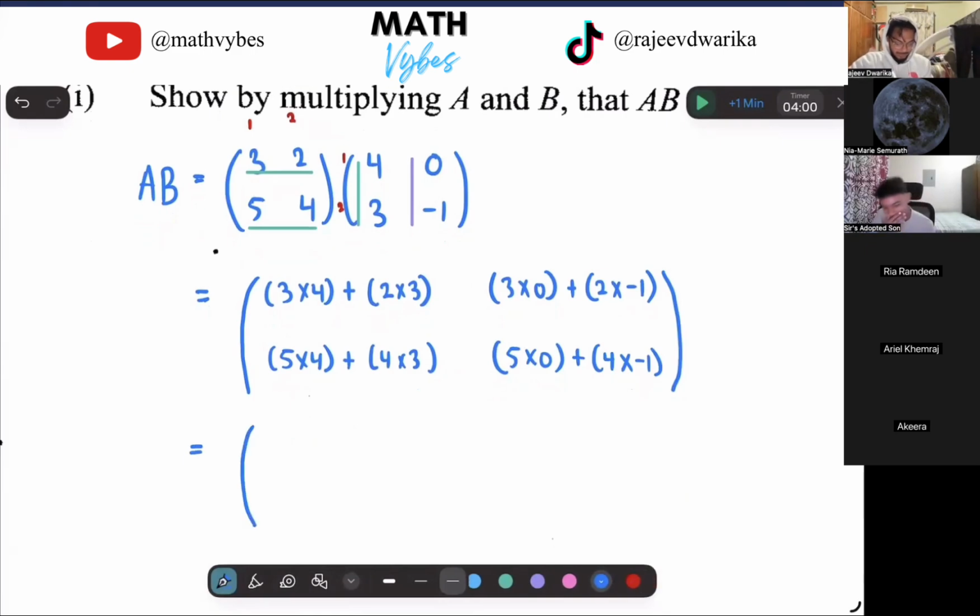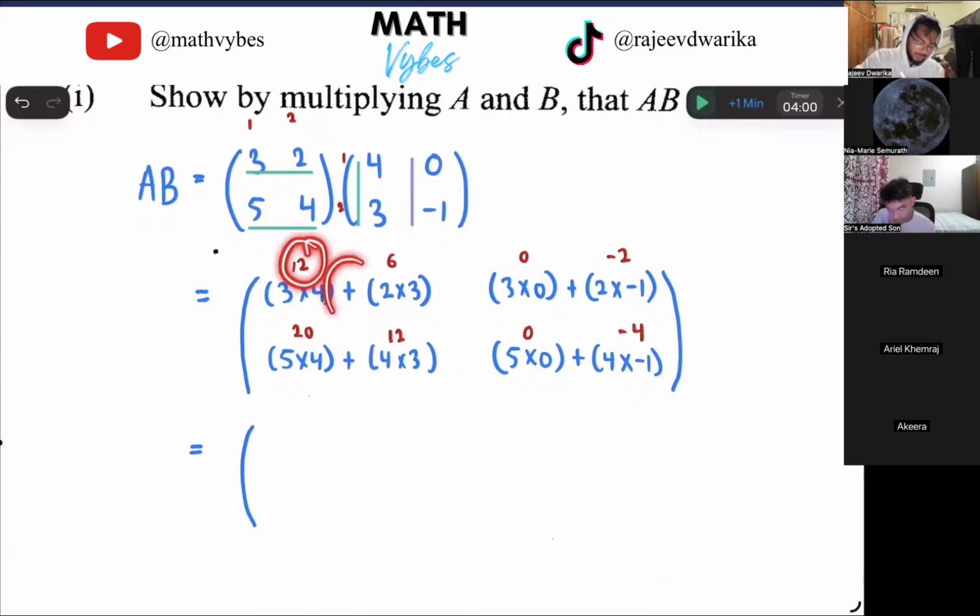Let's do this quickly. 3 by 4 is 12. 2 by 3 is 6. 5 by 4 is 20. 4 by 3 is 12. 3 by 0 is 0. 2 by minus 1 is minus 2. 5 by 0 is 0. 4 by minus 1 is minus 4. So we have 12 plus 6. What's 12 plus 6?